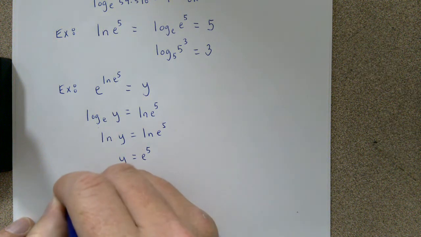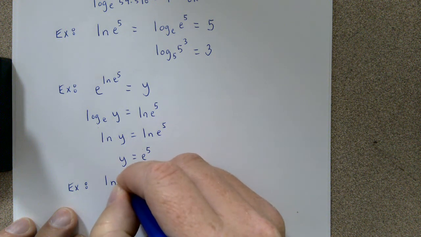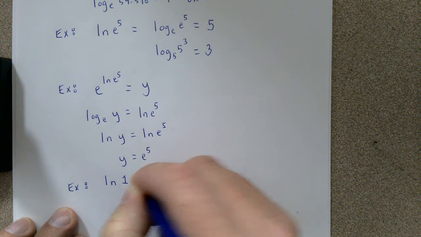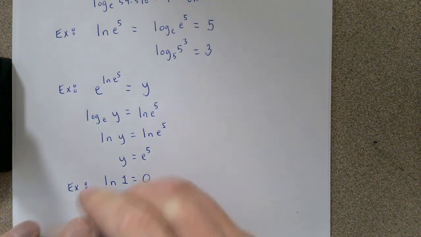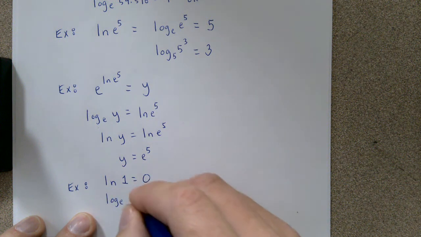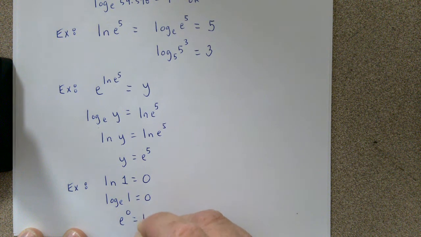Let's look at one more. Let's say I have the natural log of 1 equals 0. Good. Yep. So natural log of 1 equals 0. We change that to log form. It's going to be log base e of 1 equals 0. Again, we'd say that that is e to the 0 power equals 1, and that should make sense to you. Anything to the 0 power is 1.